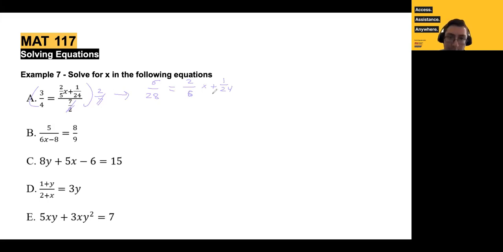Now there's more fractions, but what is the least common denominator of all of these? It's probably a big number, isn't it?